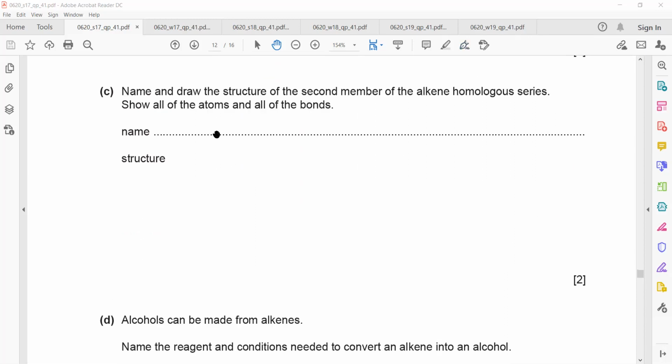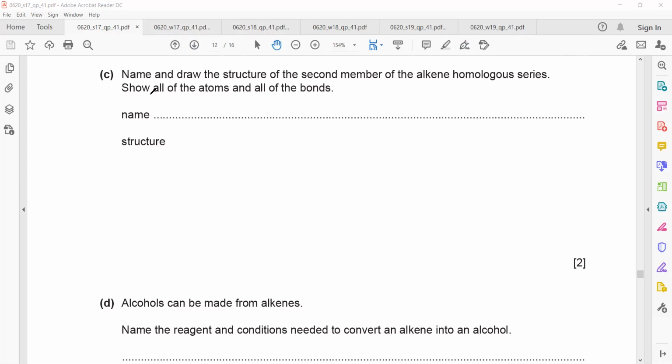Next, name and draw the structure of the second member of alkene. What is the second member of the alkene series? So the second member is propene, because the first alkene started with ethene. So propene is the second member, and you have to draw the structure of propene.